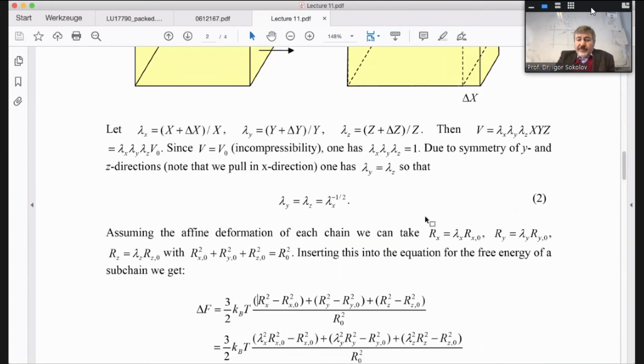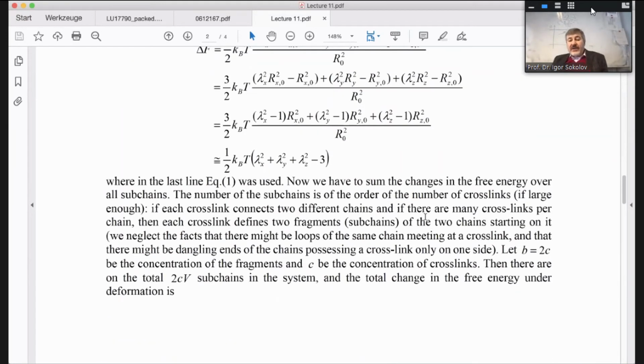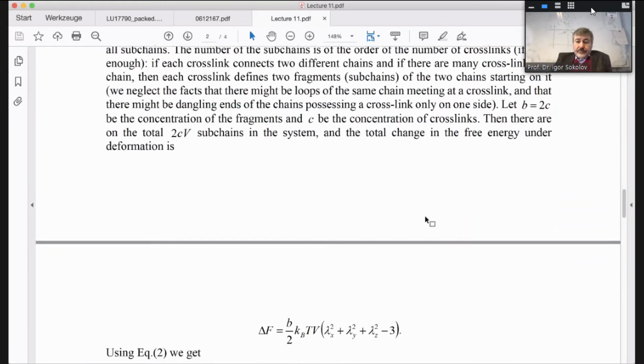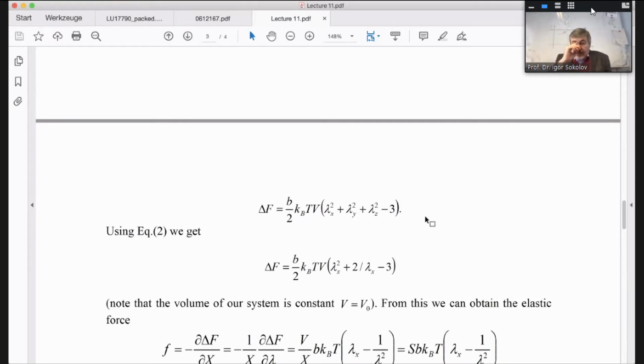Now, we can simply say that if you have the concentration of crosslinks, which is C, the total number of subchains will be 2 times C times V, where V is the volume of your system. Okay, so now let me put everything together, and essentially we are almost at the end of the lecture, which was planned to be short and was even shorter.